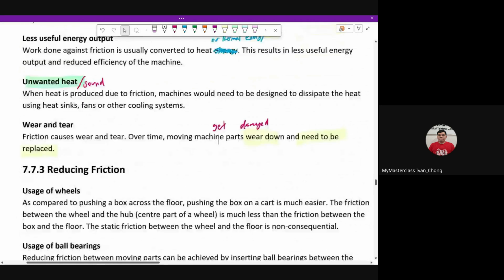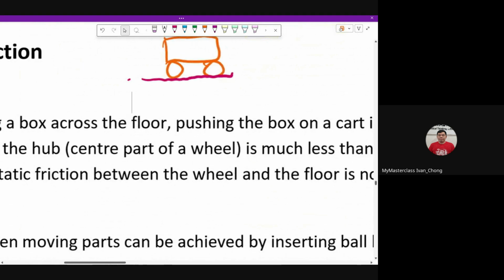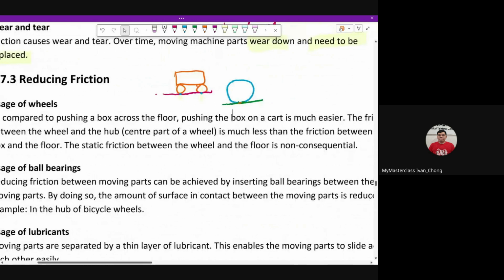So reducing friction, because of all the disadvantages, you want to reduce your friction. So if you think about it, when you have a car or a trolley, for example. First things first is that the surface area with the ground, if you zoom in all the way into here, is very small. It's just this small little point over here. Because a wheel itself is so big, but the point that it touches the ground is just this small little part over here. Okay, so because of that, you have a very small contact surface area.